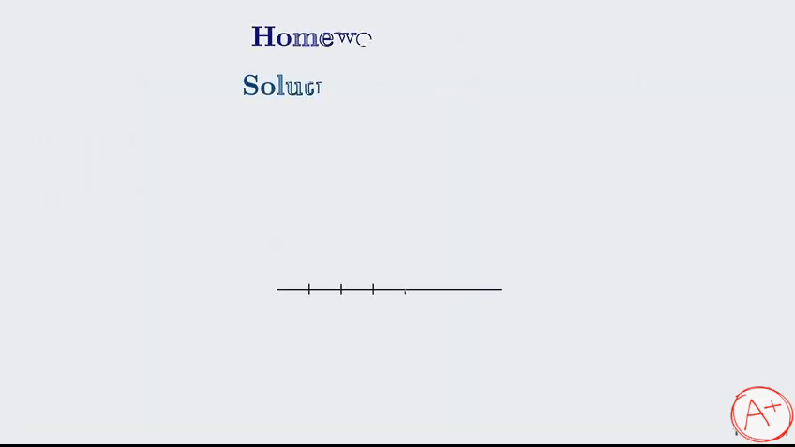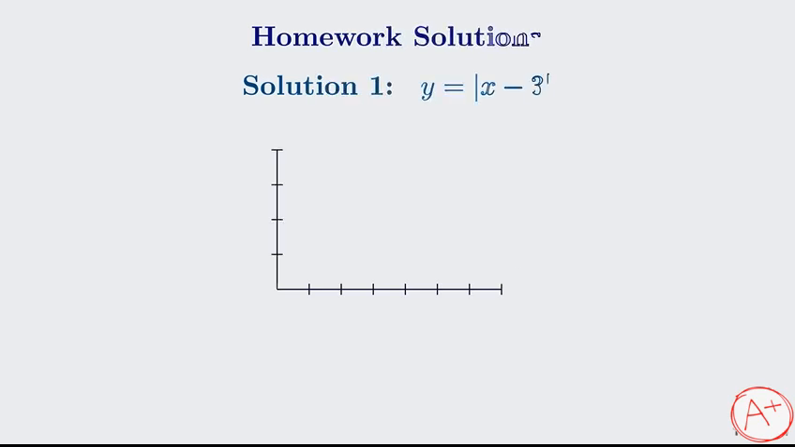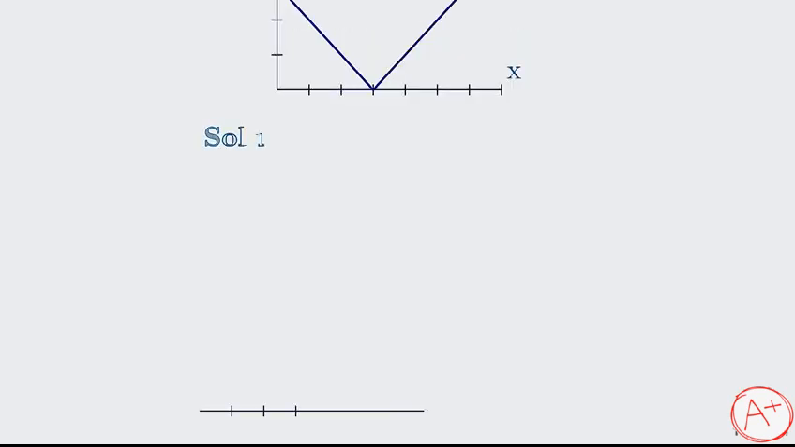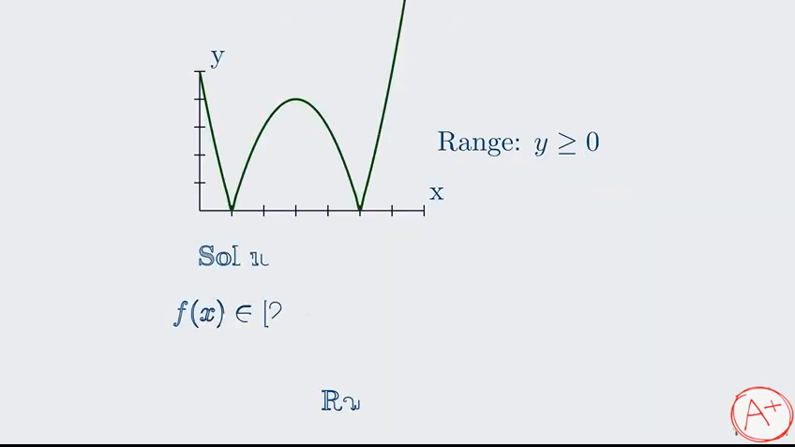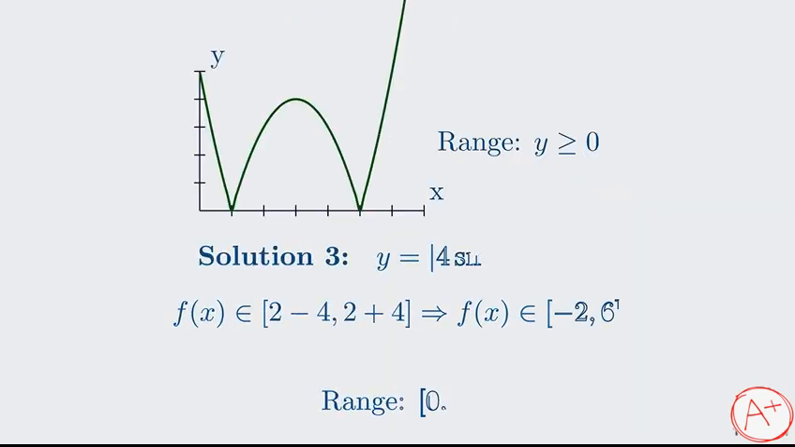Let's look at the solutions. For the first question, we sketch the line x minus 3 and reflect the negative portion. For question 2, the quadratic x squared minus 6x plus 5 has roots at 1 and 5. The range of the modulus function starts from 0. Finally, for question 3, the function 4 sine 3x plus 2 ranges from -2 to 6 before the modulus. Applying the modulus reflects the values from -2 to 0, so the final range is 0 to 6.